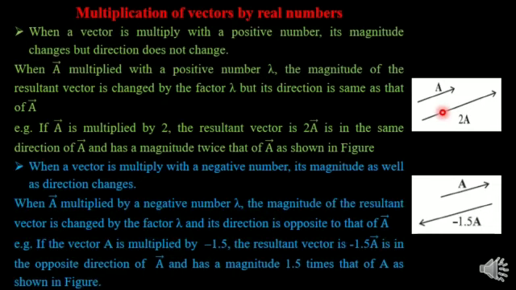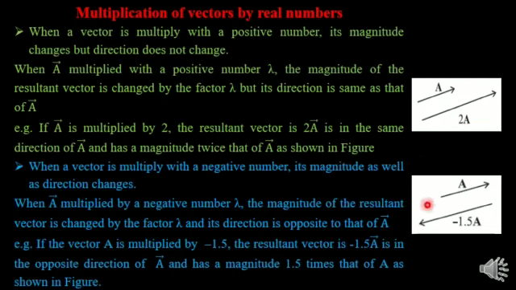For example, if vector A is multiplied by 2, the resultant vector is 2 vector A. This is in the same direction as vector A and has magnitude twice that of vector A, as shown in the figure.